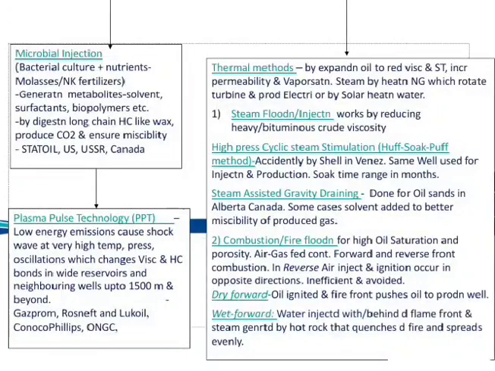Now let us have a look at relatively newer technologies like microbial injection and plasma pulse technology. Microbial injection is a very special technology whereby we have a bacterial culture which, along with nutrients, molasses, and nitrogen and potassium fertilizers, is injected into the reservoir. Now these microbes generate metabolites which act as solvents, surfactants, and biopolymers. So this works like an ASP flooding process, which is naturally generated by the microbes.